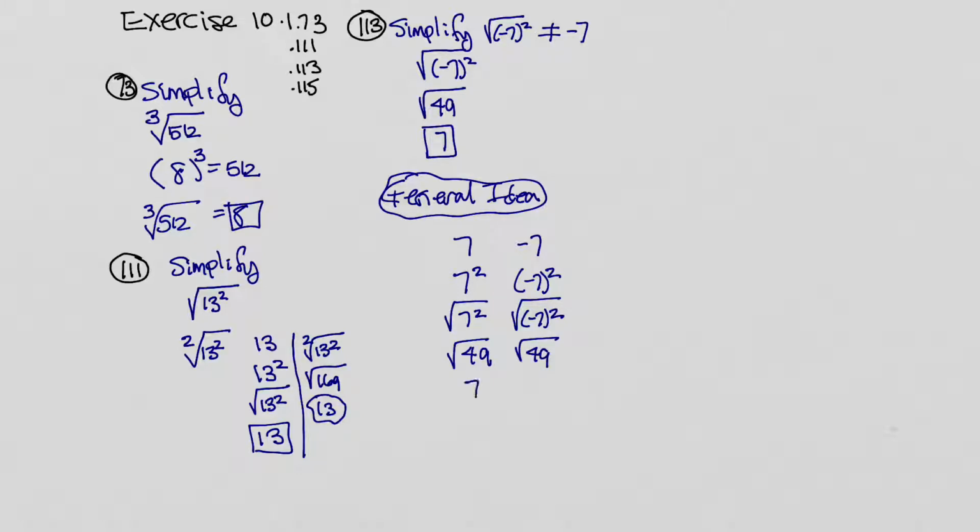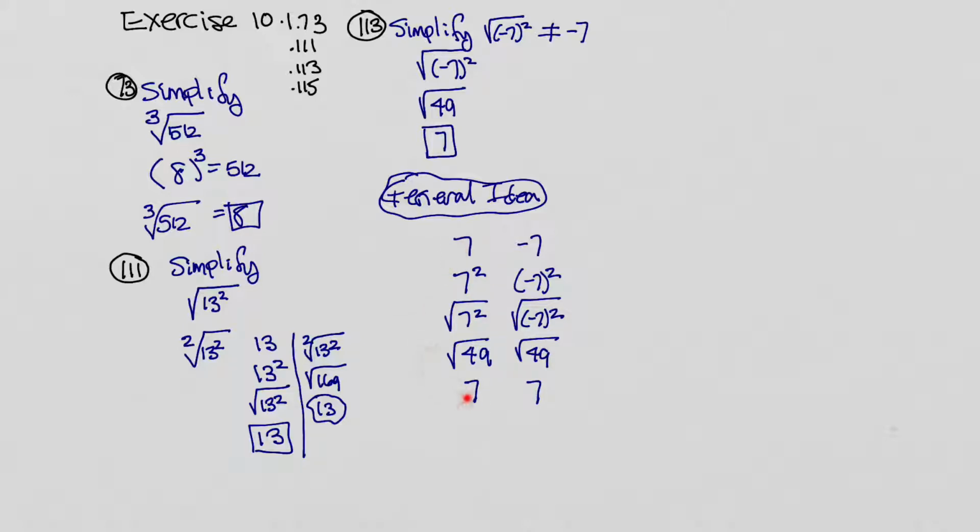In the left side column, we get 7. In this column, we get 7. Now, look what happened here. We started with a positive number, and we ended up with exactly that number. We started with a positive number, squared it, square rooted it, and we got that number back.